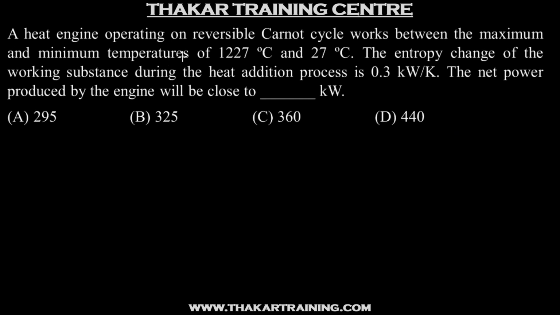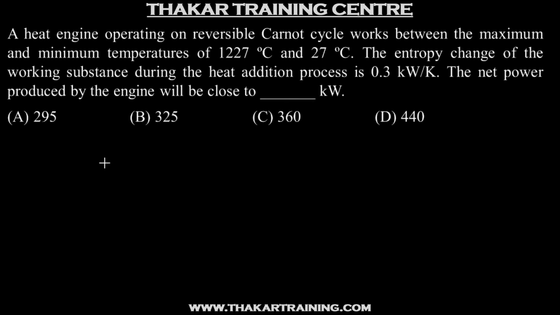A heat engine operating on a reversible Carnot cycle works between the maximum and minimum temperatures of 1227 degrees centigrade and 27 degrees centigrade. The entropy change of the working substance during the heat addition process is 0.3 kilowatt per Kelvin. The net power produced by the engine will be close to dash kilowatt.